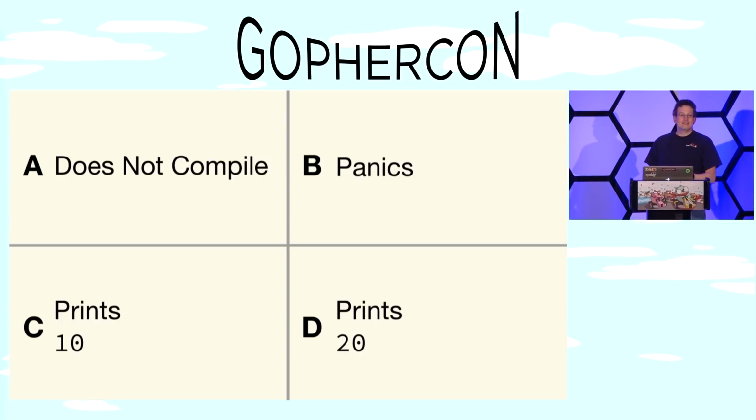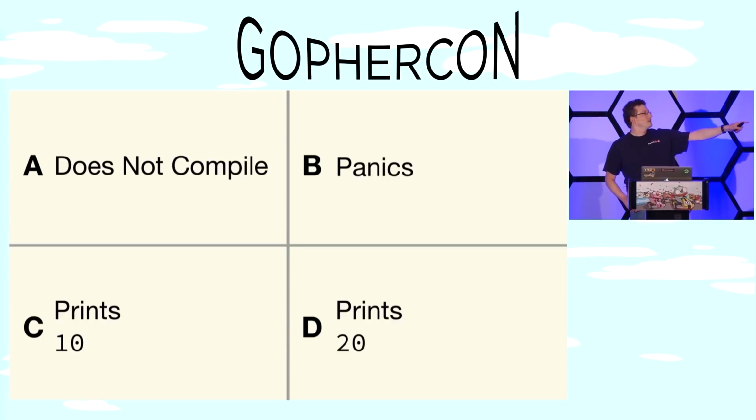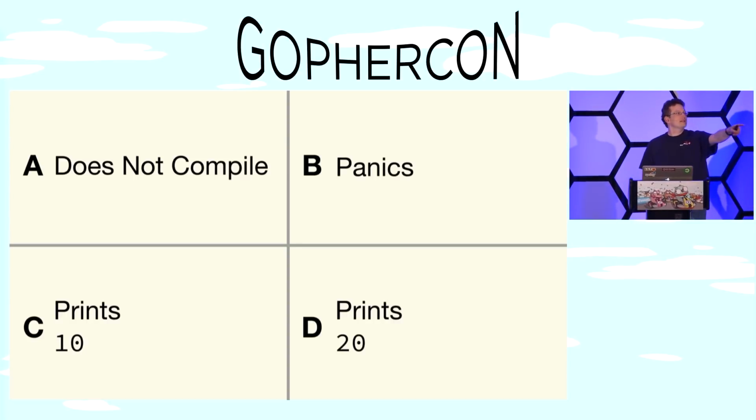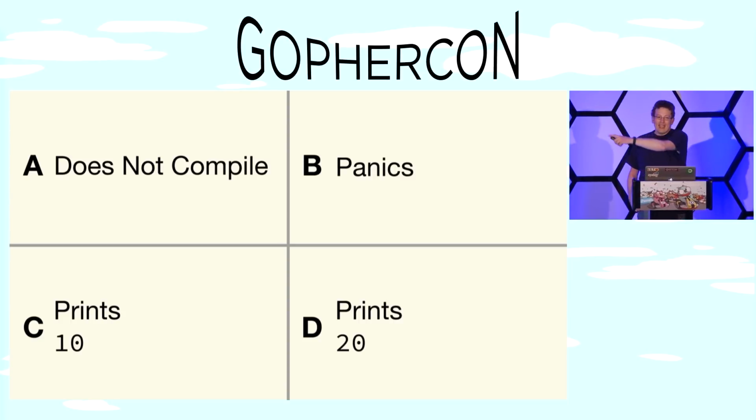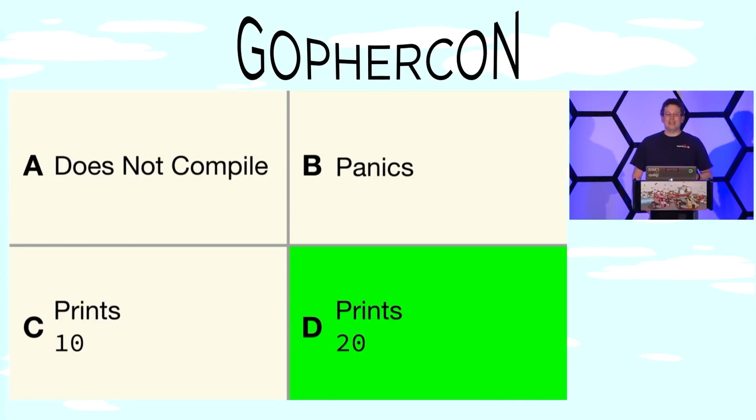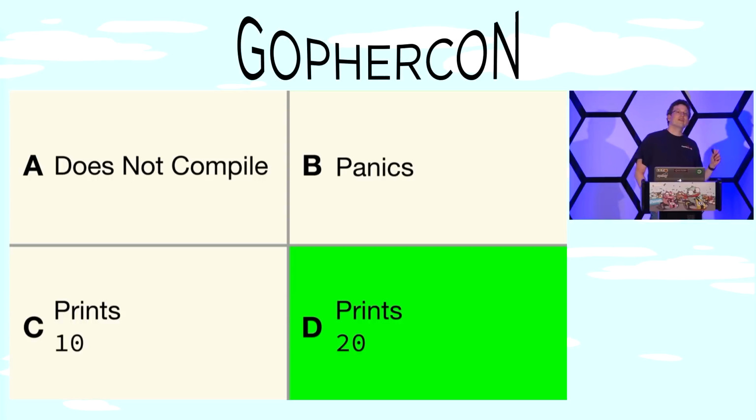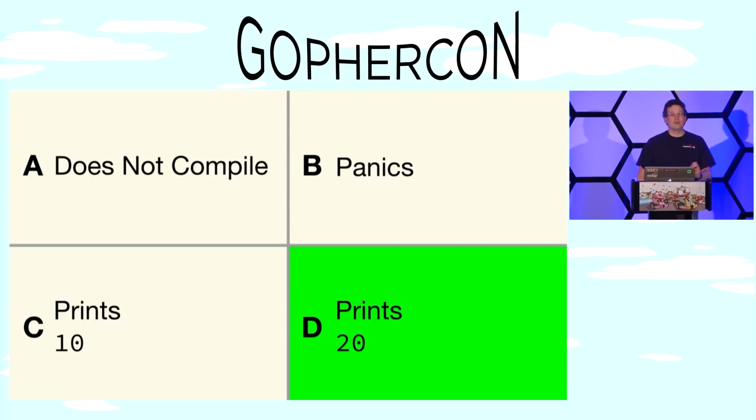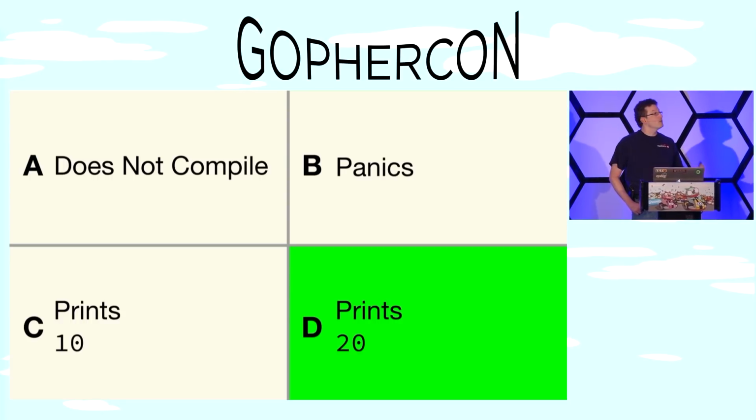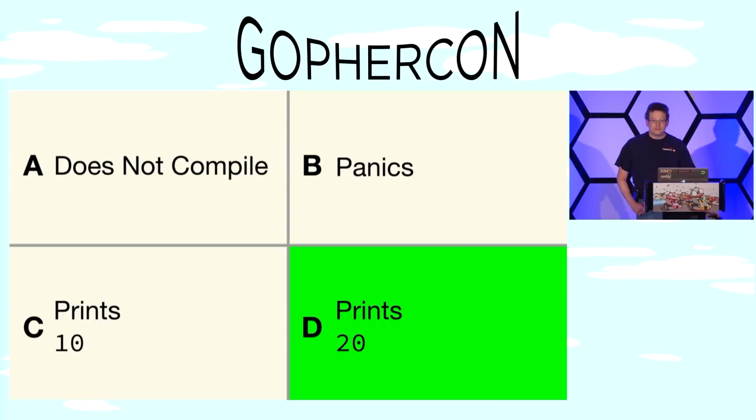All right. C, who thinks it prints out 10? That the value assigned to result wins. Okay, and D, who thinks it prints out 20? The value in the return statement wins. And yeah, the answer is 20, D. You set the value of a return parameter, and you specify a return value. The value that's specified as part of the return statement is the one that wins. So if you use named return parameters, be careful.